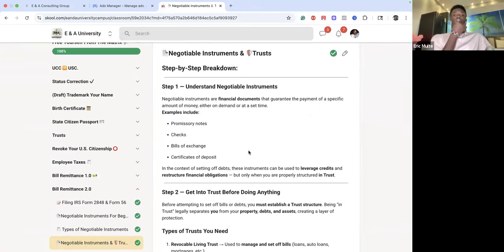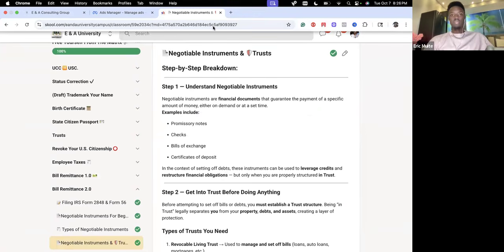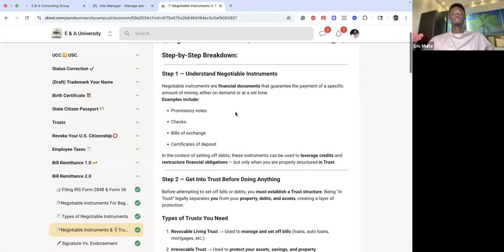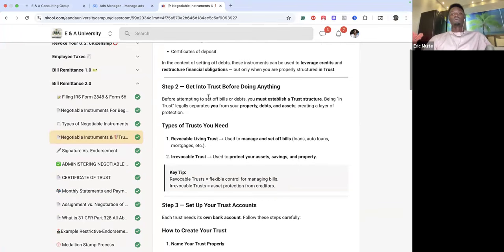And so why do negotiable instruments and trusts go hand in hand, right? These go hand in hand because negotiable instruments are financial documents that guarantee a payment of a specific amount of money, either on demand or at a set time, right? And we've covered the basics. So why do you want to get into a trust before doing anything? Before attempting to set off bills, you must establish a trust structure. Begin in trust legally. Being in trust legally separates you from the property, debts, and assets, creating a layer of protection.